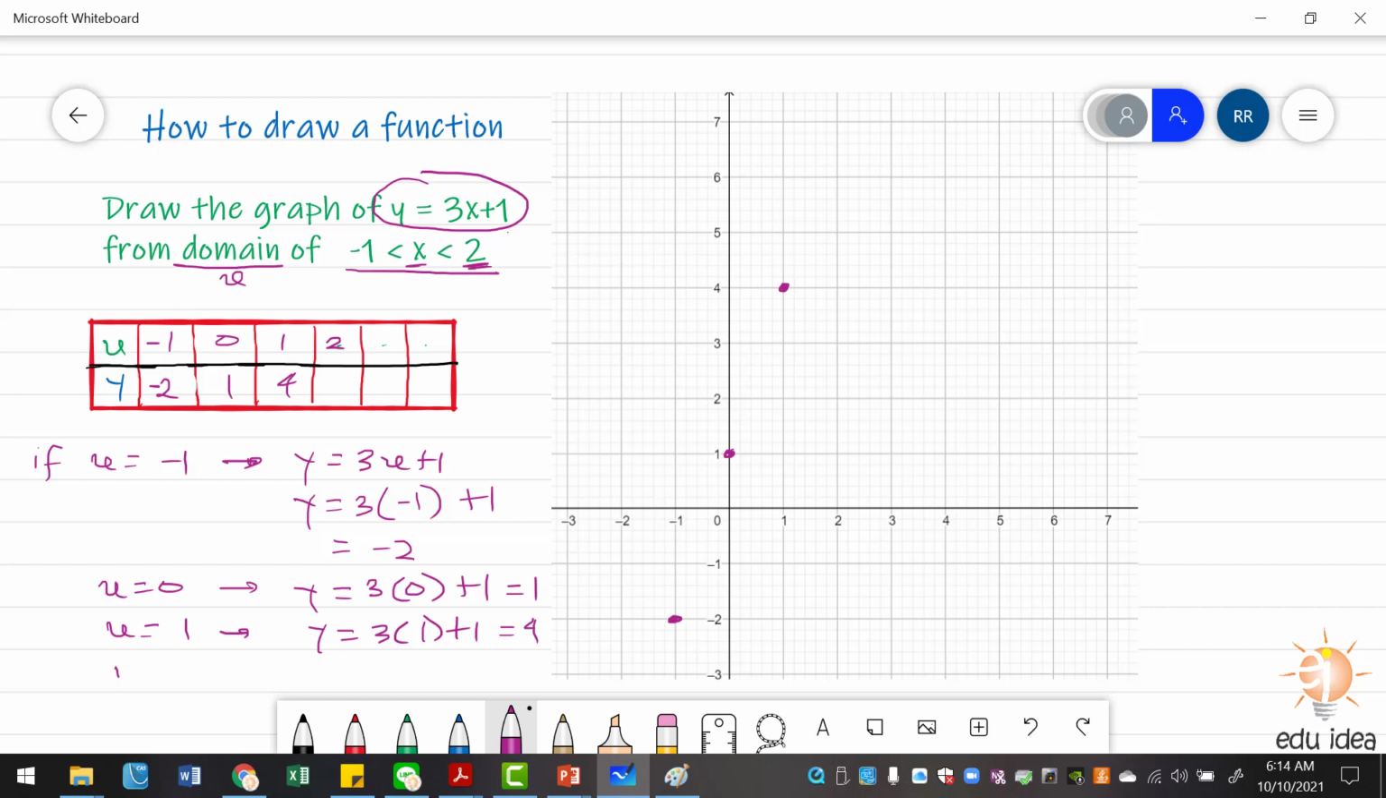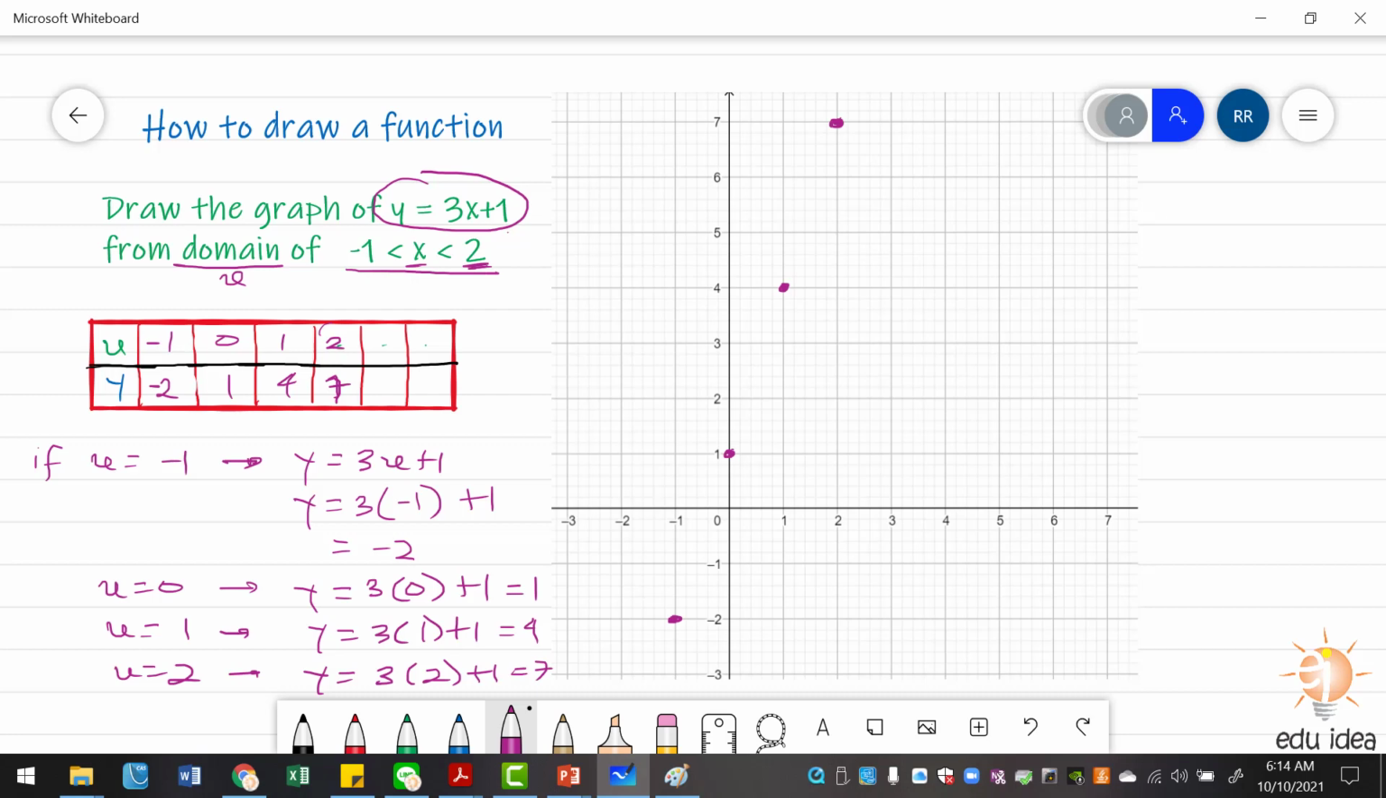And then the last one is x equals 2. So y equals 3 times 2 plus 1. 3 times 2 is 6. 6 plus 1 is equal to 7. So plot 2 comma 7, which is about here. Okay, so we have filled all of them. Now we only need to draw the line.